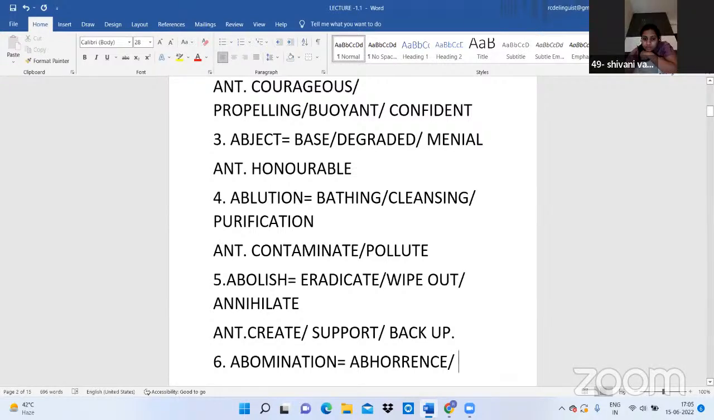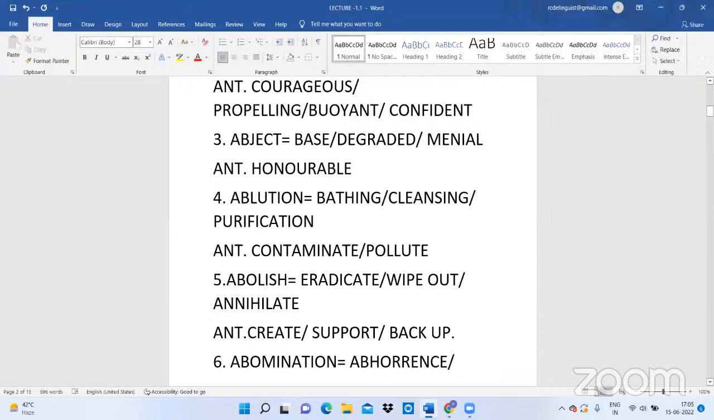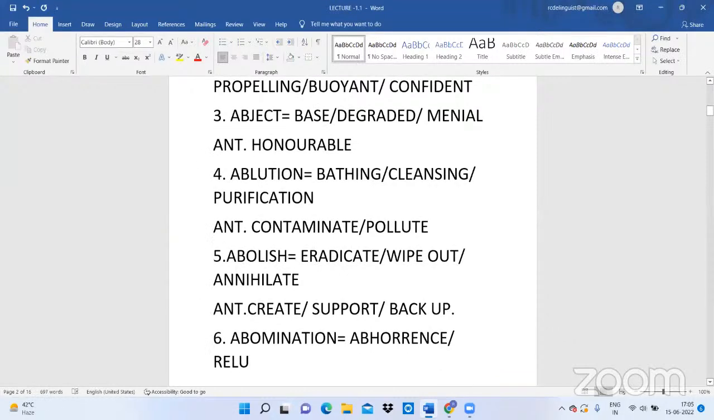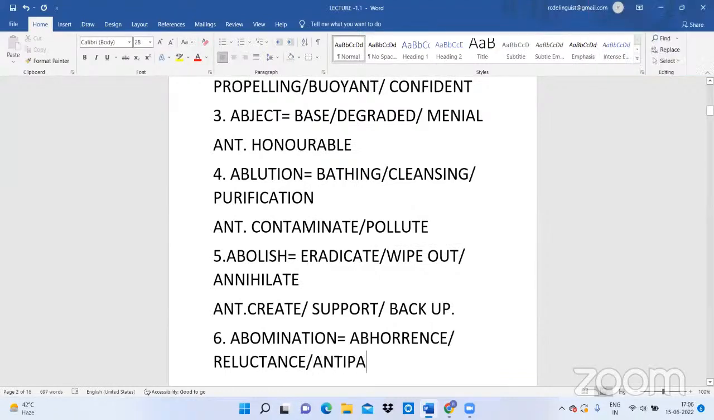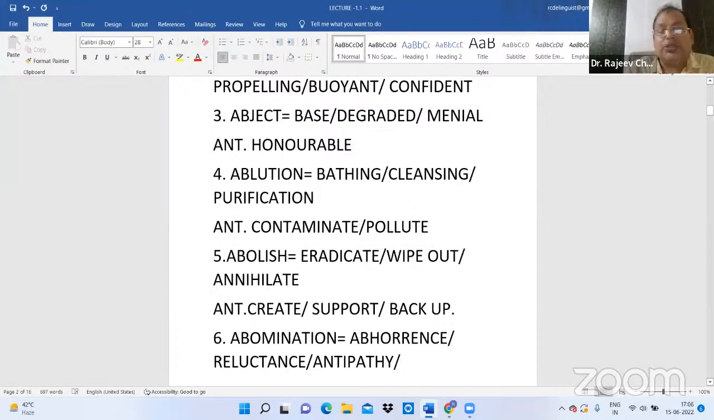Another word, reluctance. You can say reluctance. So reluctance would be what? You can call it reluctance also, abomination, reluctance. You can call antipathy also. Antipathy. So these words, abomination, abominable, hateful cry, outcry or decry.